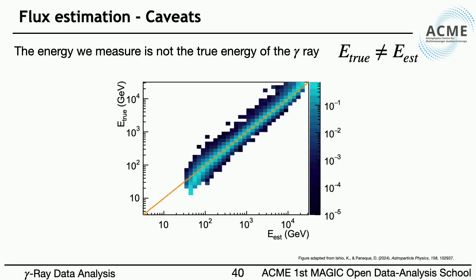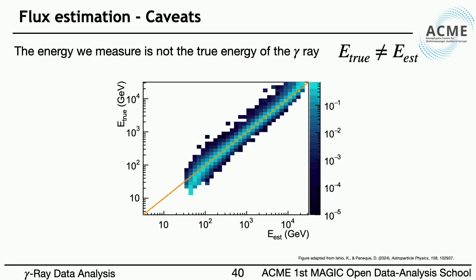So now we must address one important caveat that so far we have, let's say, ignored and just mentioned, which is the fact that the energy that we measure is not the true energy of the gamma ray. In other words, the variable E_true is not equal to E_estimated. This discrepancy comes from the limitations of the reconstruction algorithm and, of course, of the detector.